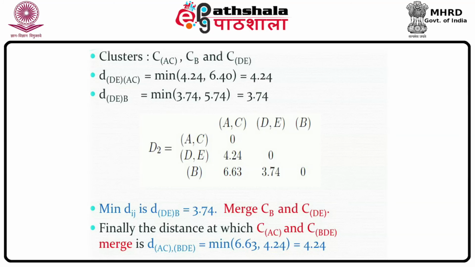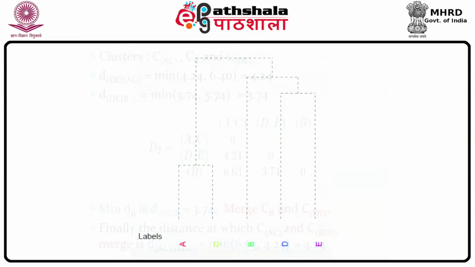So now we have two clusters. One cluster comprising AC and the second cluster comprising B, D and E. And finally we merge these two clusters at a distance of 4.24, which is the minimum of 6.63 and 4.24, and form a final cluster. And then when we plot this, we get a dendrogram like this. Now you can see that A and C are the first two clusters which merge together at a very low level. They are the first to merge.